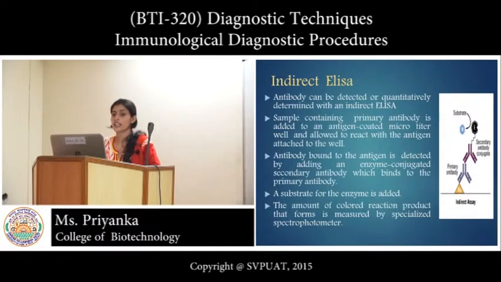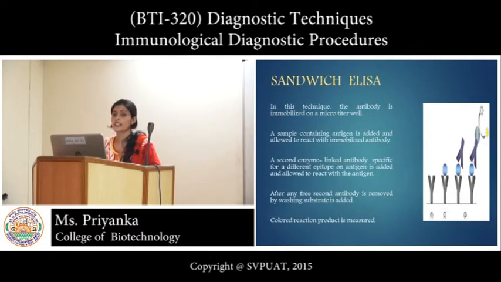Second one is sandwich ELISA. In sandwich ELISA, as the name indicates, it is a form of sandwich. Meaning, first of all, antibody is incubated in the well, then we apply antigen, and then again a secondary antibody. So it forms a structure like a sandwich. In sandwich ELISA, we determine the concentration of antigen in the sample.